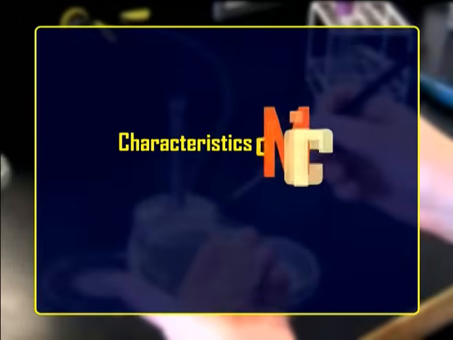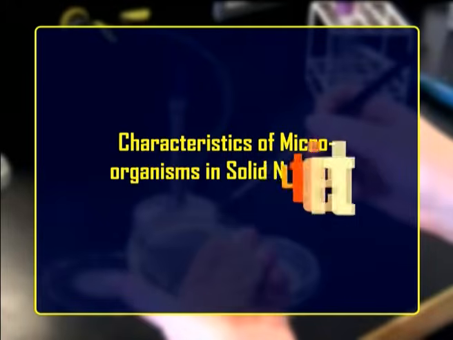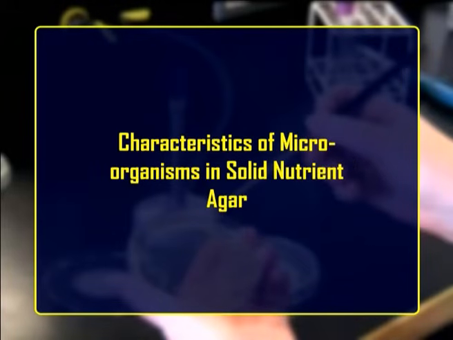Now, I will briefly run through the characteristics of microorganisms in solid nutrient agar. The first important characteristic is size. It is a cultural characteristic in nutrient agar plates.